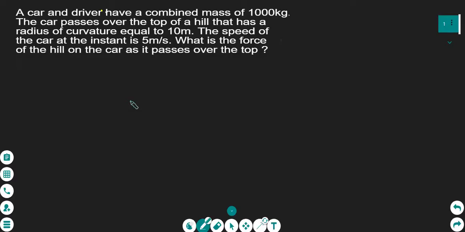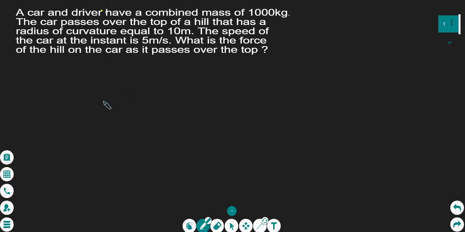So this problem is basically applying Newton's second law of motion to a vehicle that is moving in a circular track. So we are going to use something called the centripetal acceleration in order to solve this problem. So for example, what is centripetal acceleration?